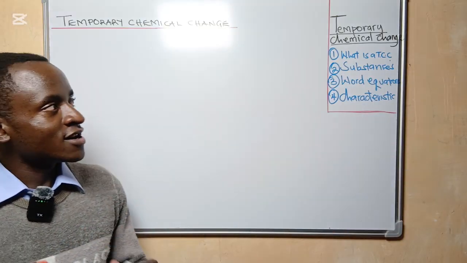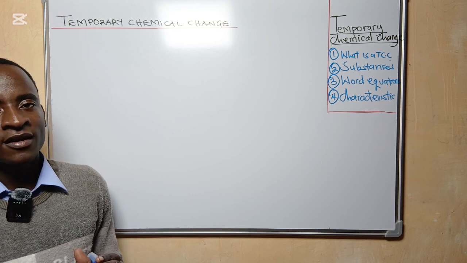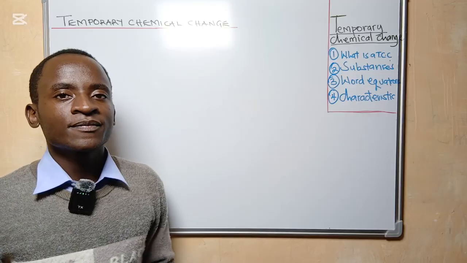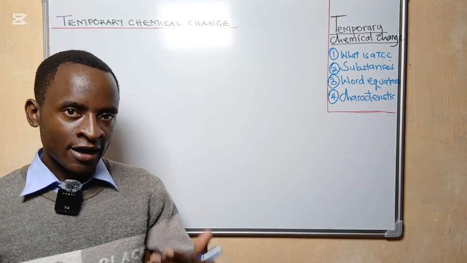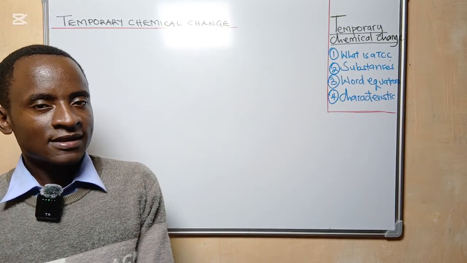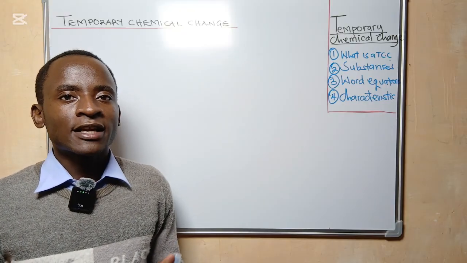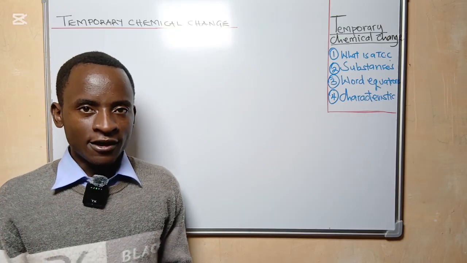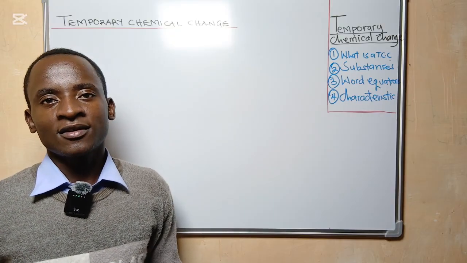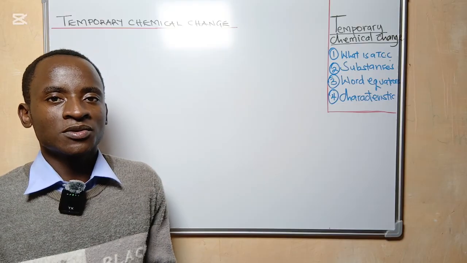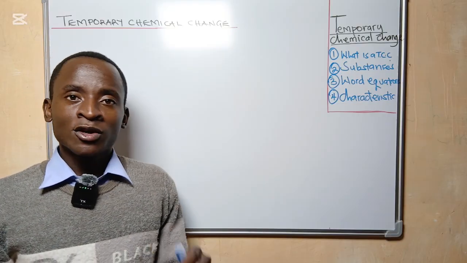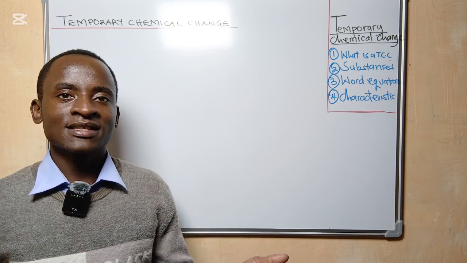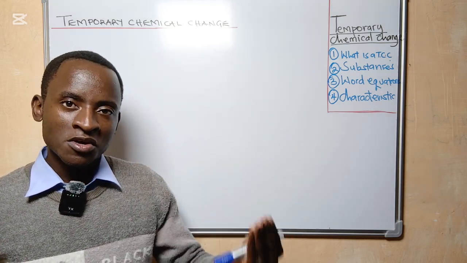Just a quick review of what we did last time. Remember, last time we talked about the effects of heat on substances. Then we looked at what is likely to happen when substances in nature are subjected to different conditions of temperature, or when substances are subjected to heat. Then we looked at the changes that these substances undergo when subjected to heat.